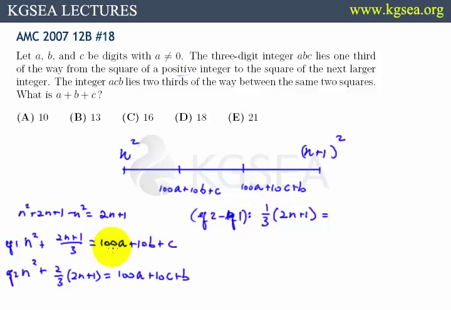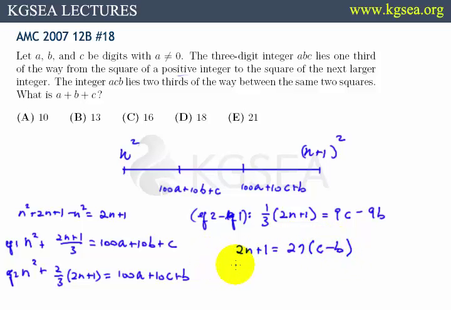100A minus 100A is 0. 10C minus C is 9C. And B minus 10B is equal to negative 9B. Okay, so now let me multiply by 3 on both sides. I get 2n plus 1 is equal to 27, let me factor it, times C minus B.